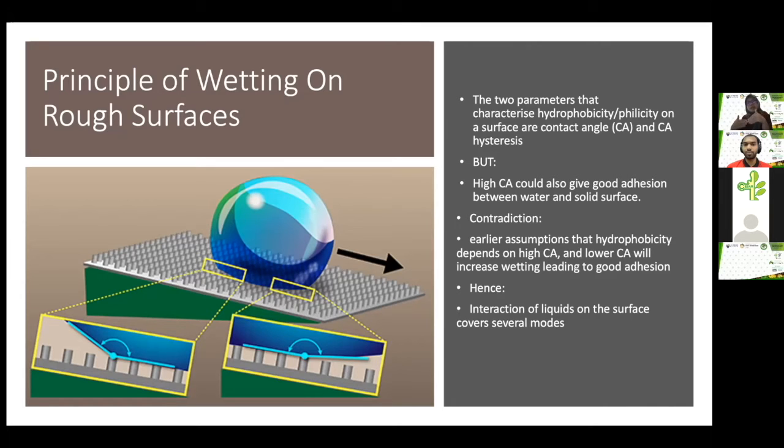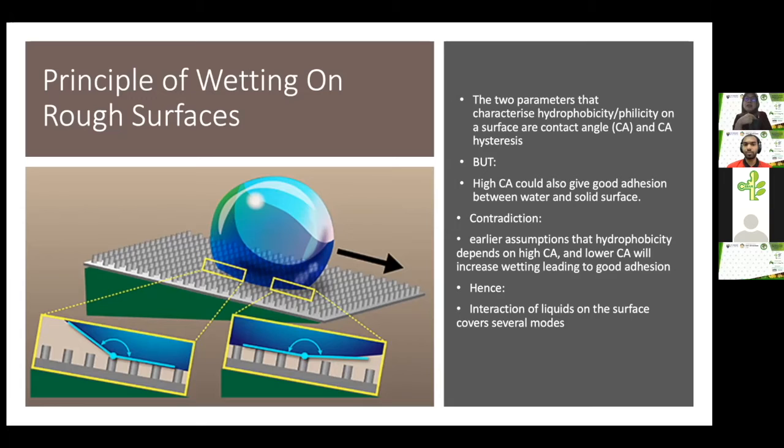If you look at a surface, even though it looks really smooth to the naked eye, it is actually very rough, and it consists of hierarchical layers and layers of channels, as you can see here. So when we want to calculate wetting, we're going to look at the contact angle, and we're also going to look at the contact angle hysteresis.